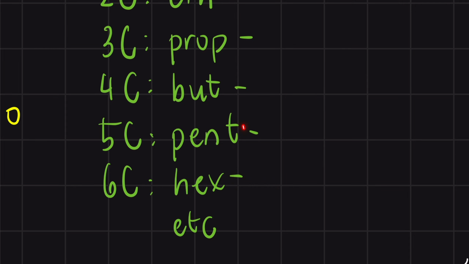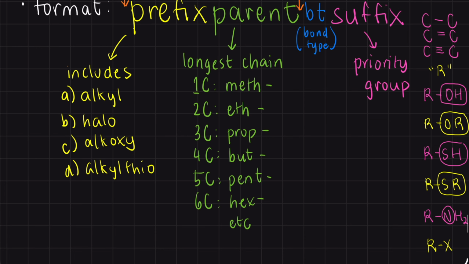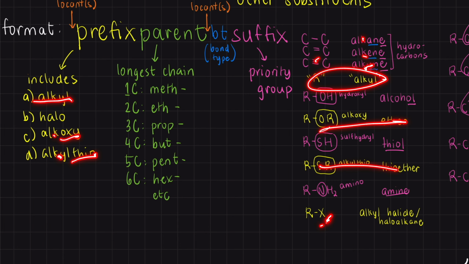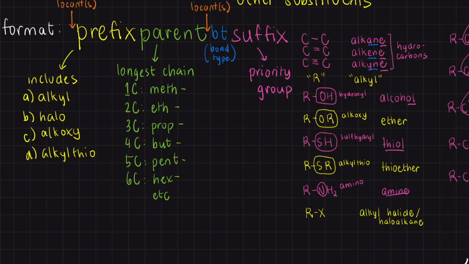But also, for the prefixes, we have special substituents including the alkyl R, which means any of the 3 hydrocarbon chains, and halo, for the halogen of alkyl halides like bromo, chloro, fluoro, iodo. Alkoxy and alkylthio are simply R groups or alkyl groups with an extra oxygen, as you find in ethers, or for thio, sulfur, as you find in thioethers.